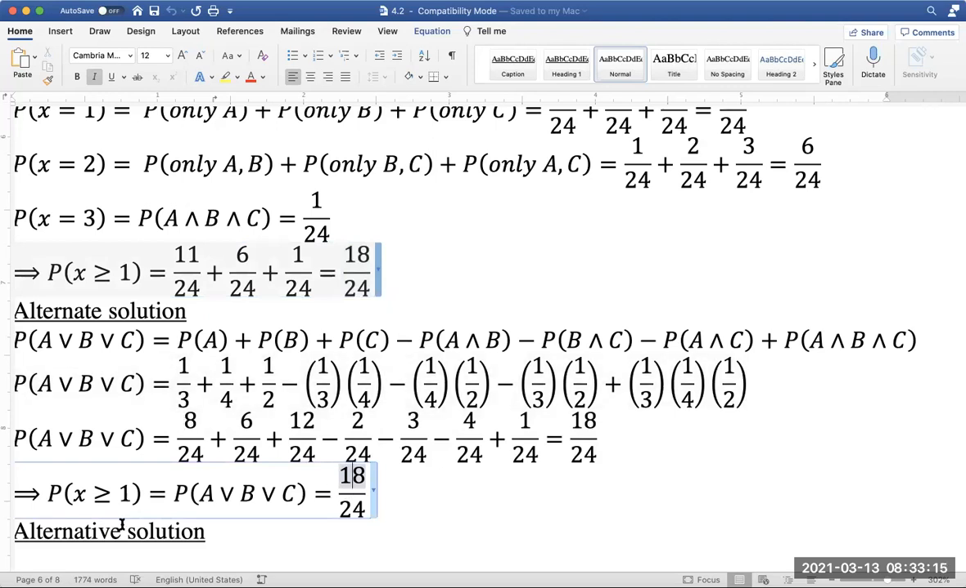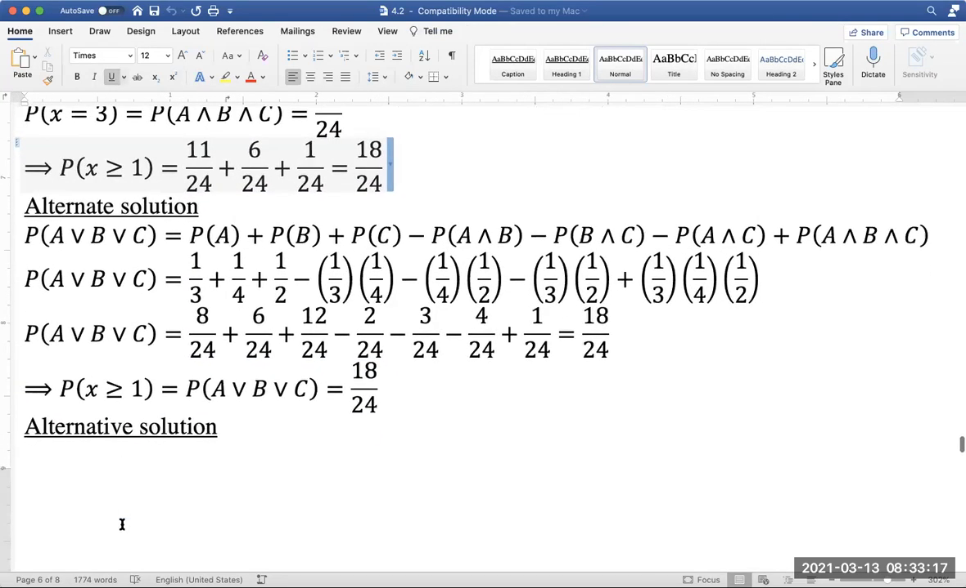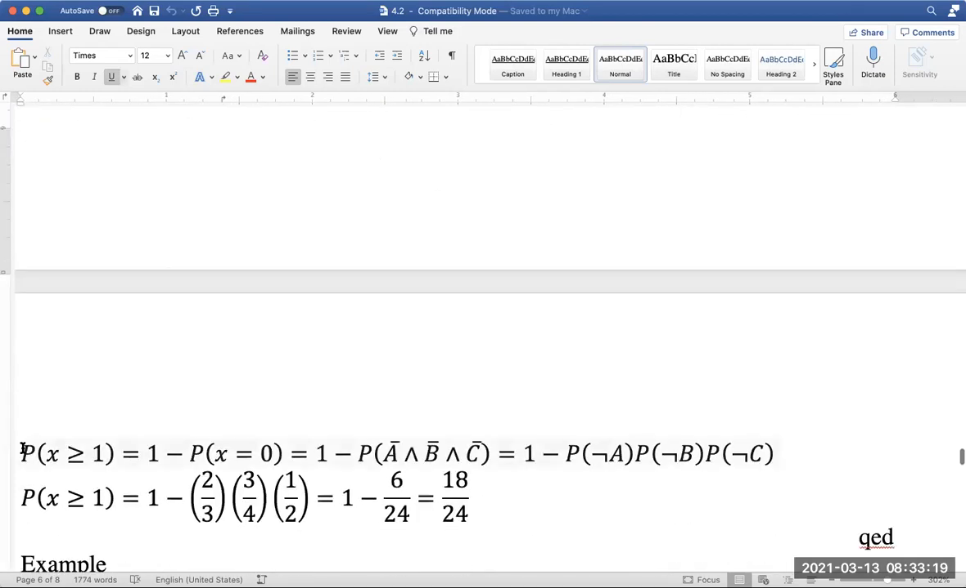Yet another alternative solution, which is, why didn't I remember what I said at the beginning of class, which is that to find the probability of at least 1, I should be looking at the complementary event. Remember, the complementary event is many times much easier. So the probability that X is greater than or equal to 1 is 1 minus the probability X is less than 1. So in this case, the probability X is 0.